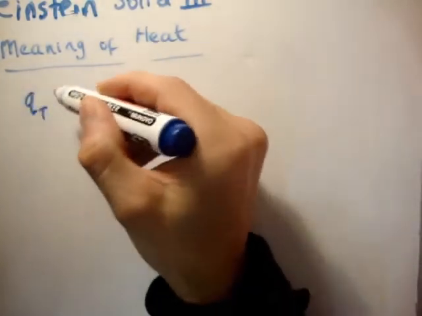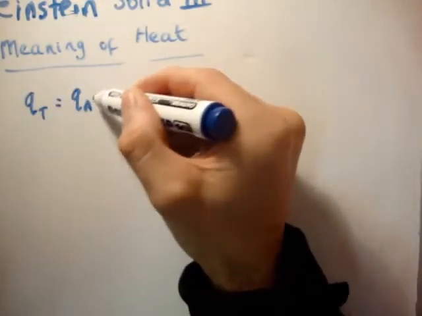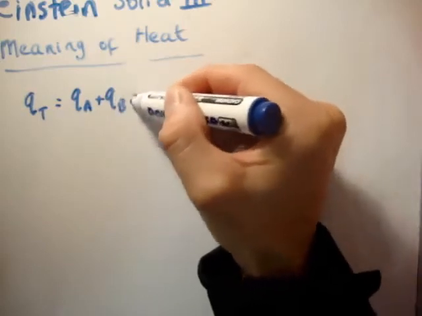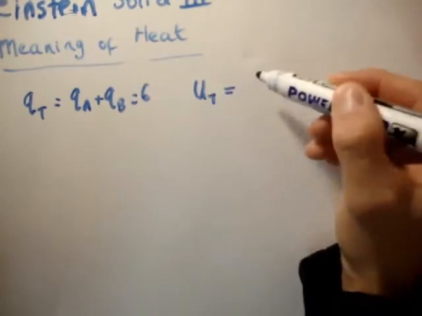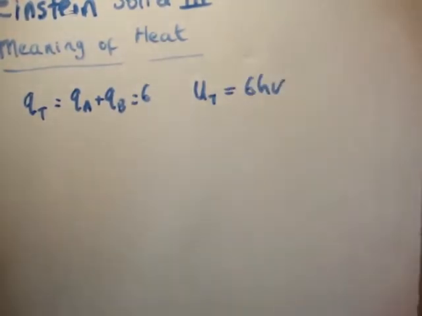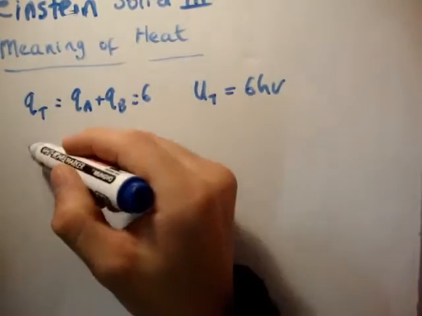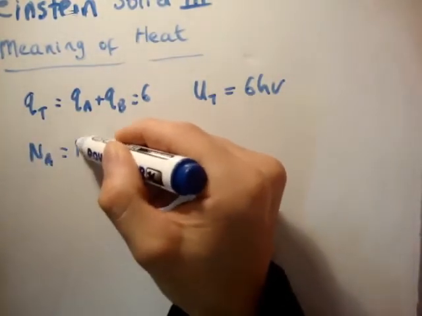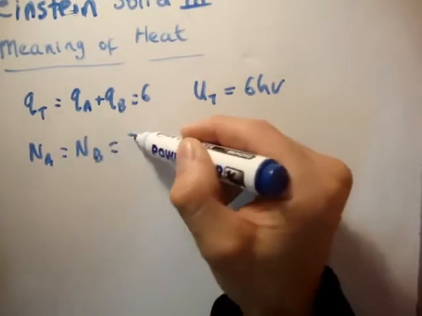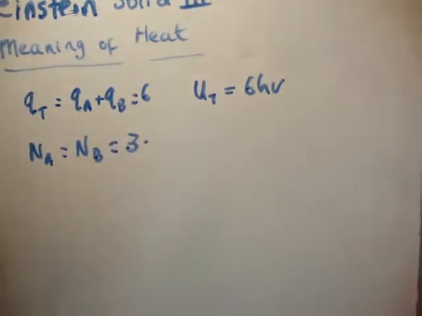So let's think of this interacting system whereby there are 6 units total in energy. So Q total is equal to Q sub A plus Q sub B is equal to 6 units of energy. So that would mean, of course, that U sub total is equal to 6 times h nu. Next, let's say that there are the same number of oscillators in each solid. And we're going to say that there are 3 oscillators in each solid. So there are 3 atoms, we'll say. Let's say for argument's sake 3 atoms, each atom having only one oscillator.